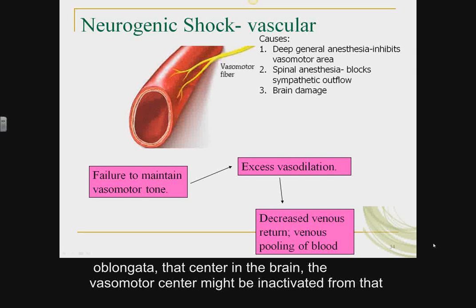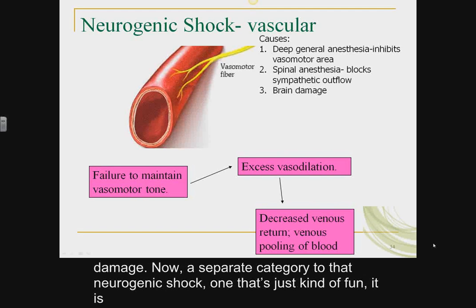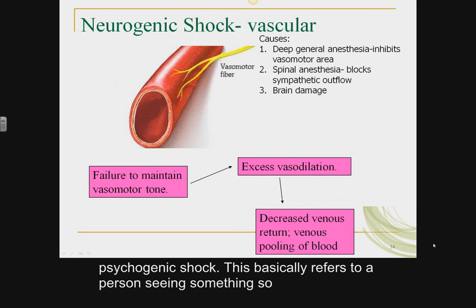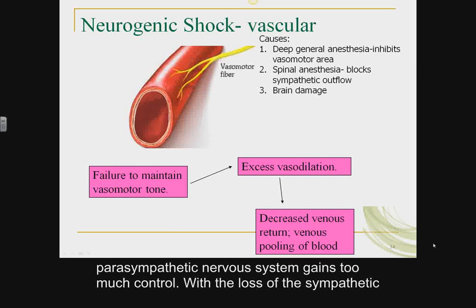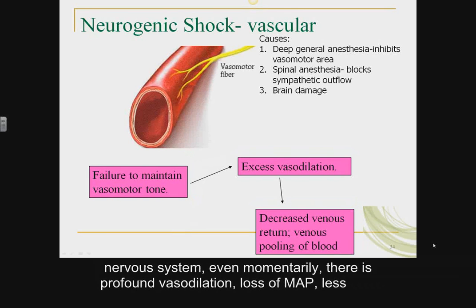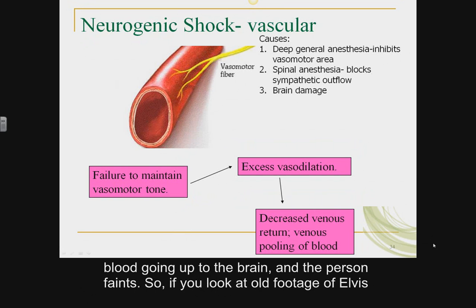Now, a separate category to this neurogenic shock, one that's just kind of fun, is psychogenic shock. This basically refers to a person seeing something so horrifically shocking that it paralyzes their sympathetic nervous system. And that means the parasympathetic nervous system gains too much control. With the loss of the sympathetic nervous system, even momentarily, there is profound vasodilation, loss of mean arterial pressure, less blood going up to the brain, and the person faints.